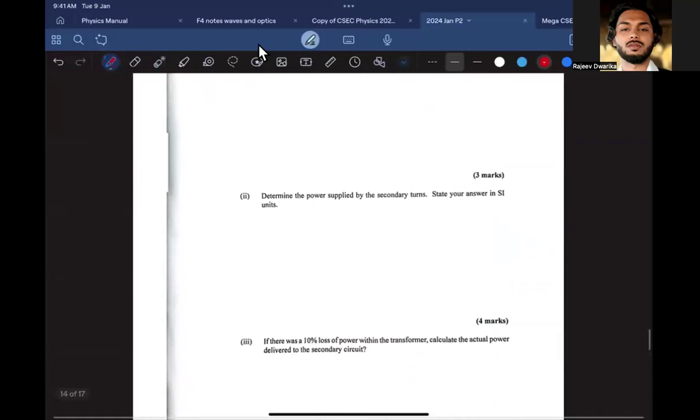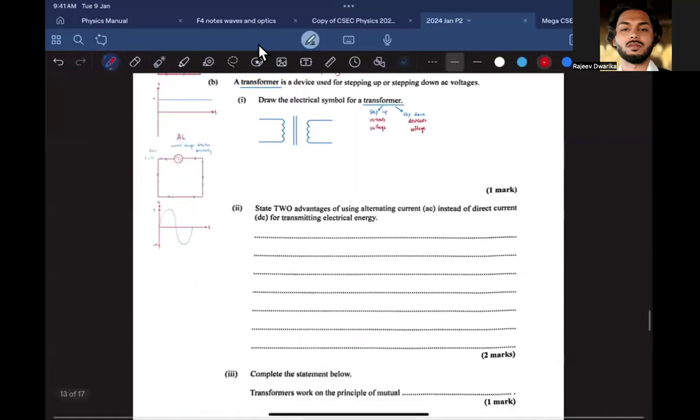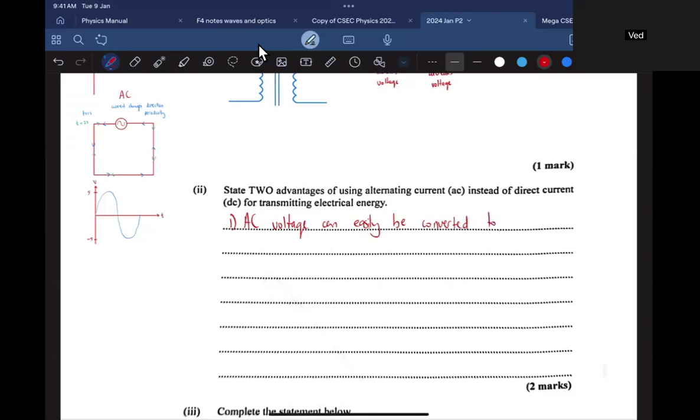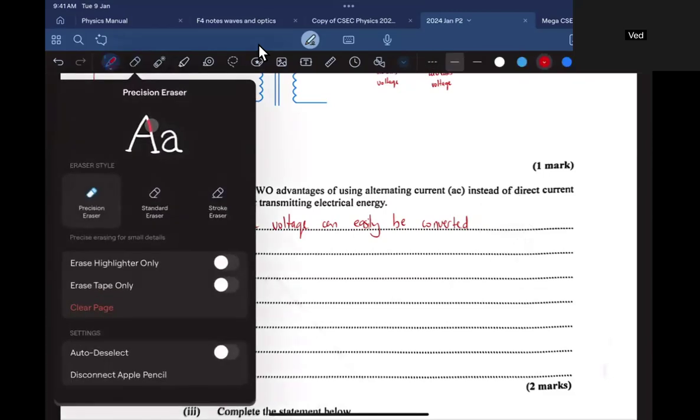We're nearly finished. I'll try to move faster. So, state 2 advantages of using alternating current instead of direct current. I'll put down the answer. So AC voltage can easily be converted. Remember, AC voltage I can use in a transformer. So it could be either stepped up or stepped down. Easily it could be converted.